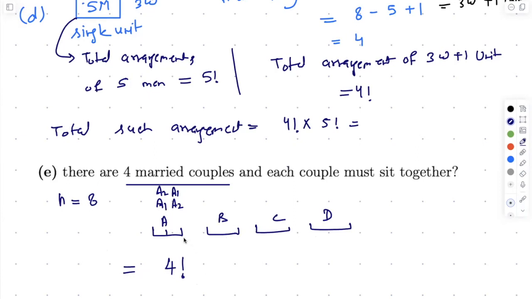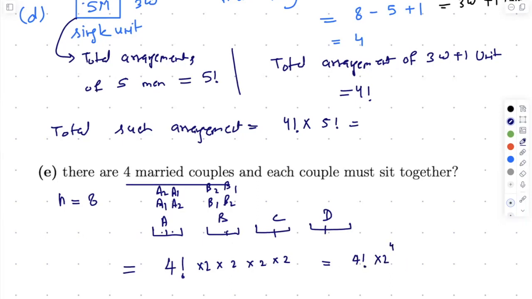So at the first place, you have two possibilities because the arrangements are A1, A2 and A2, A1. Similarly, you have two possibilities for the second case. You can consider B1, B2 or B2, B1 as the sitting arrangement. Similarly, you have two possibilities for the third case and two possibilities for the last case. So the total answer is going to be 4 factorial into 2 to the power 4.